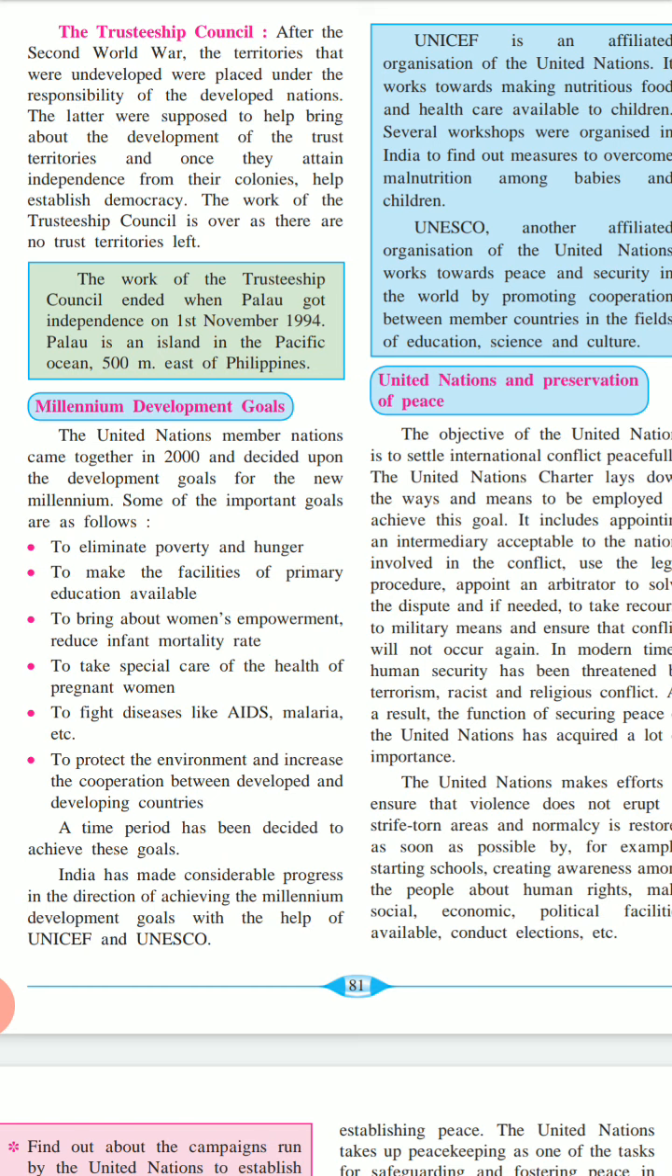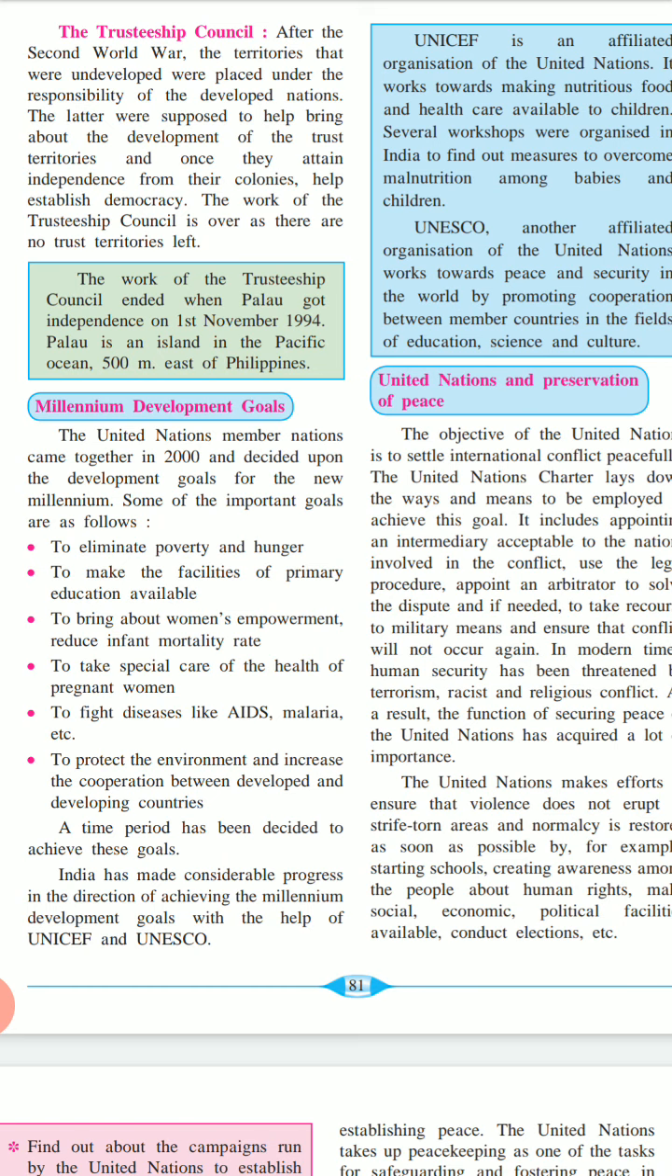Millennium means a time span of 1000 years. Here, the Millennium Development Goals were decided in 2000. So these decided goals were to be satisfied till 3000. Let's see. The United Nations member nations came together in 2000 and decided upon the development goals for the new millennium. Some of the important goals are as follows.